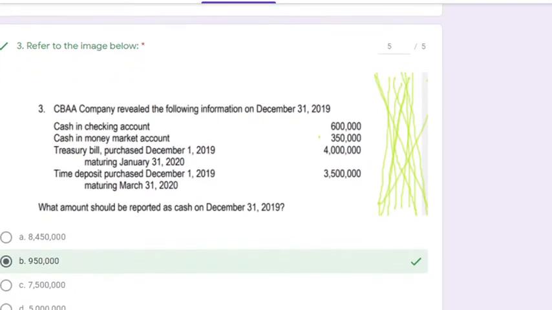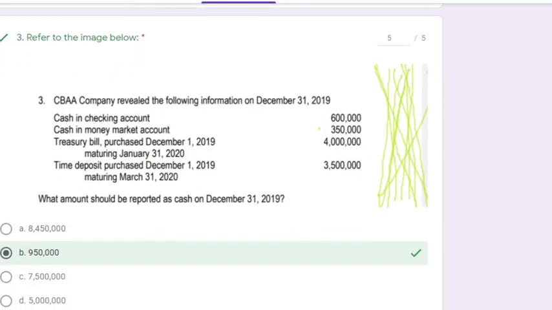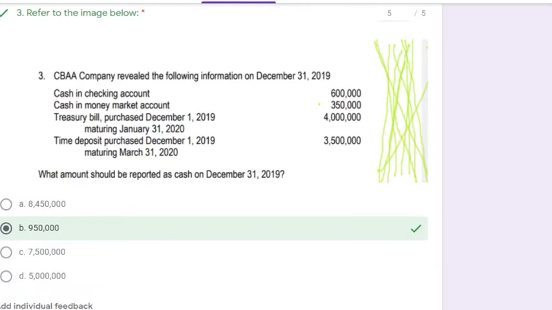Number 3, refer to the image below. So the question is, what amount should be reported as cash on December 31, 2019? So, ang tinatanong ay cash. Ano ba ang komposisyon ng cash? Cash on hand, cash in bank, at saka cash fund. So, yung treasury bill at time deposit na nandyan, since yan ay mga negotiable instruments, it is not considered as cash dahil kapag negotiable instrument, cash equivalent na agad ang babagsakan nun, then i-qualify mo pa dun sa acquisition date niya.